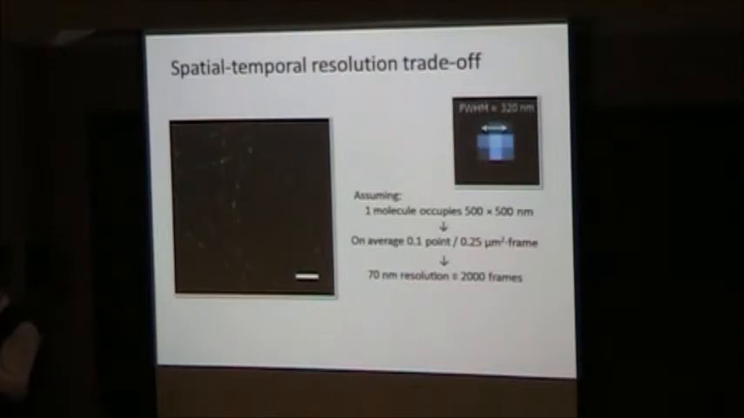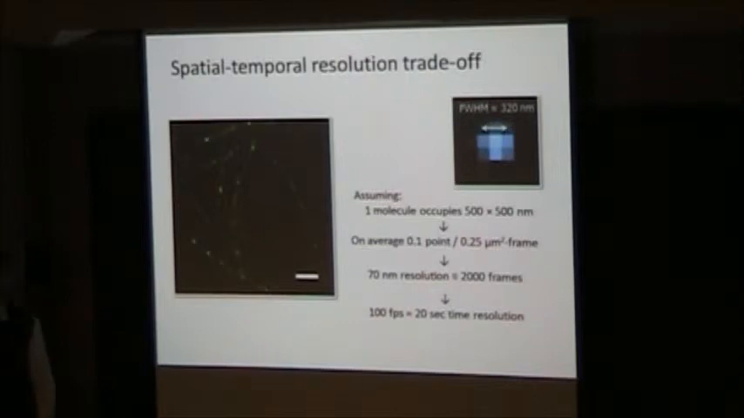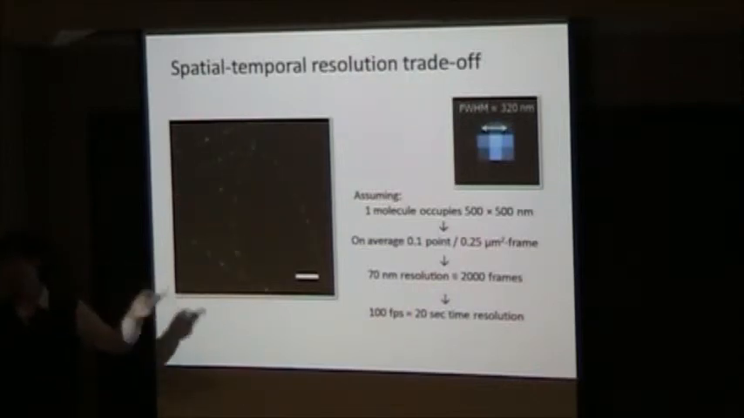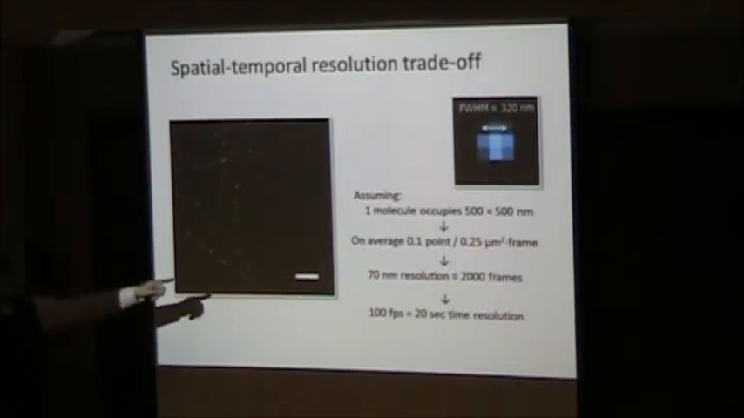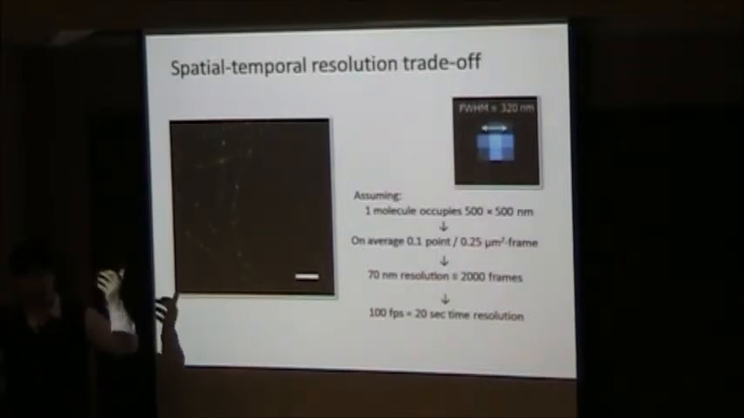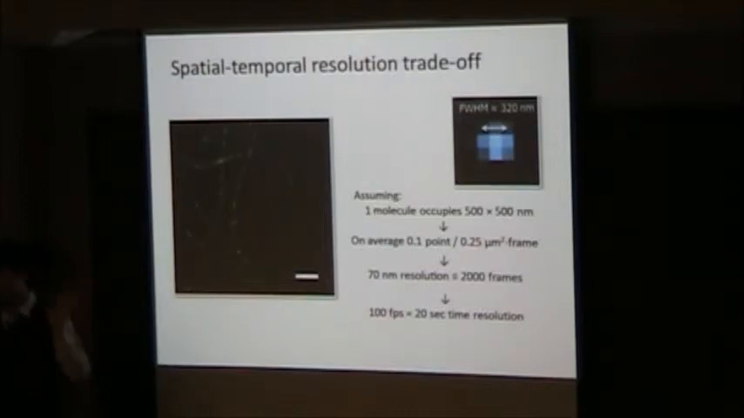You need 2,000 frames. And if the camera is working at 100 frames per second, which is the rough order of magnitude of the most popular camera that people use on a STORM microscope, this exactly translates to a 20-second time resolution. So if you read most of the live cell STORM images, you see that the resolution is around 60, 70 nanometers, and the time resolution is about a 20, 30 second time scale.